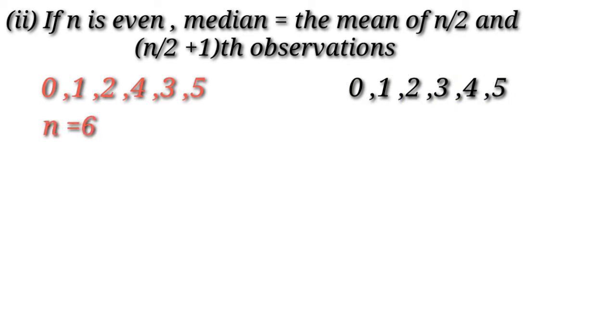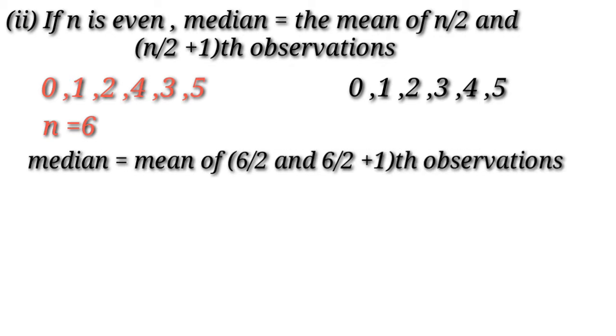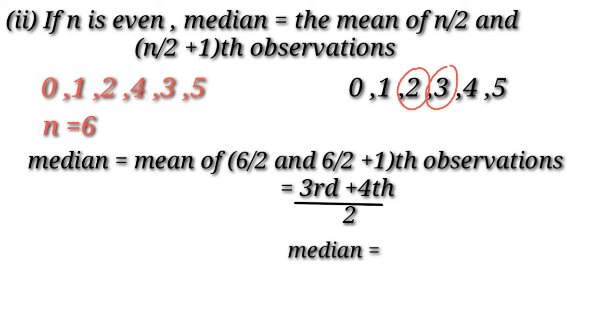So children, in this case, Median is the mean of which two terms? 6 by 2 and 6 by 2 plus 1 observation. N is 6, so we'll substitute n equals 6 in it. 6 by 2 equals 3. So third term and the next term, fourth term. The mean of these two terms is the Median. In the above data, the third term is 2 and the fourth term is 3. So (2 plus 3) by 2, that is mean of the two observations equals 2.5 is the Median.